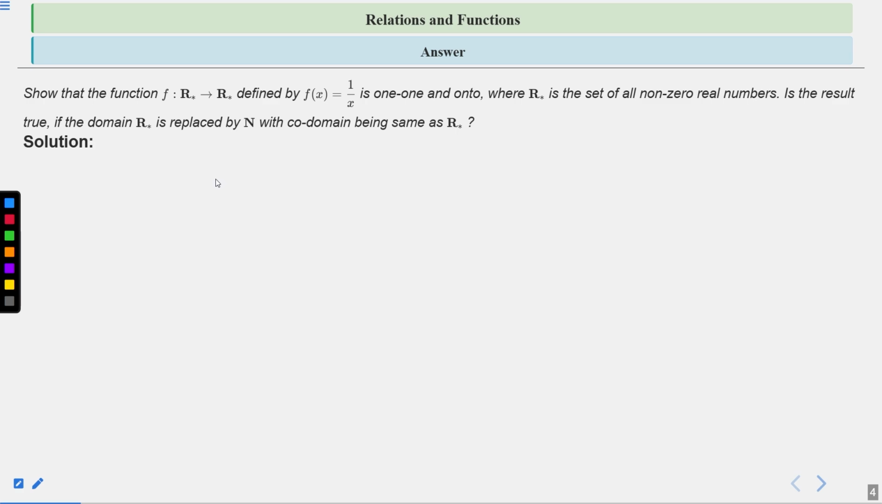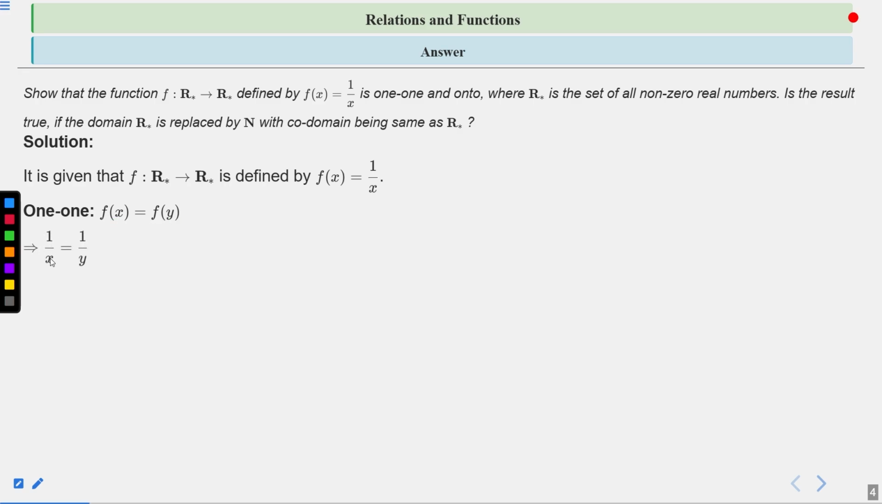Solution: given function f(x) = 1/x from R star to R star. For one-one, we start with f(x) = f(y), and we have to show that x = y. This implies 1/x = 1/y, which implies x = y. So f is one-one.